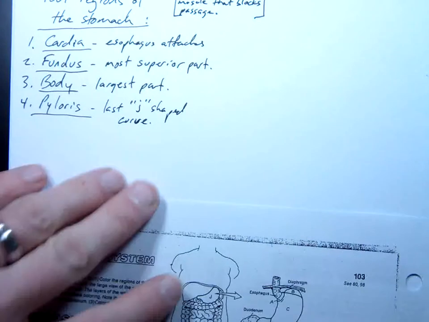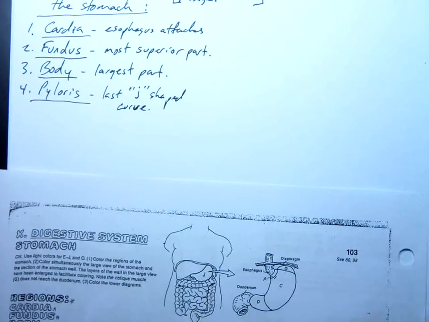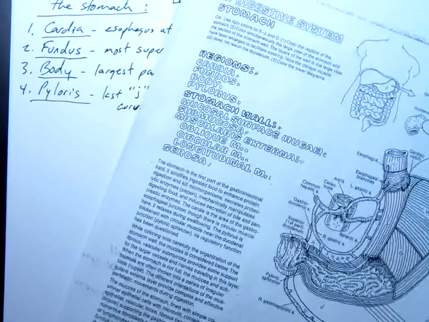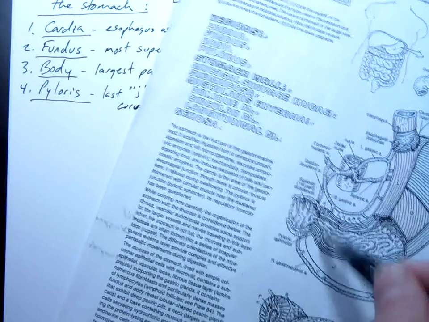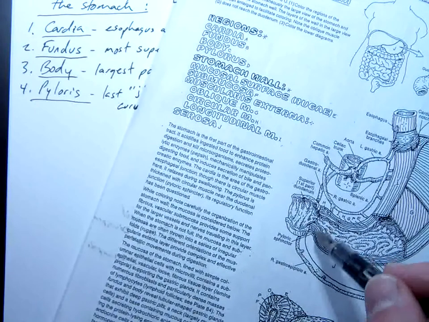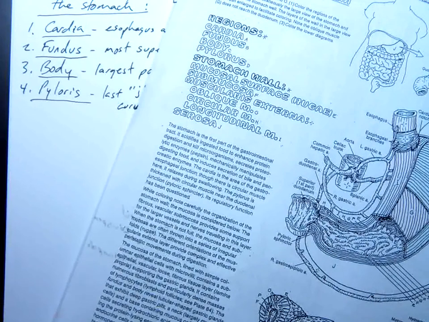That's where stuff goes before it's sent on to the small intestine. And right at the end of the pylorus is another sphincter right there. It's called the pyloric sphincter, and that's what keeps material in the stomach so it can be digested before it's sent on.